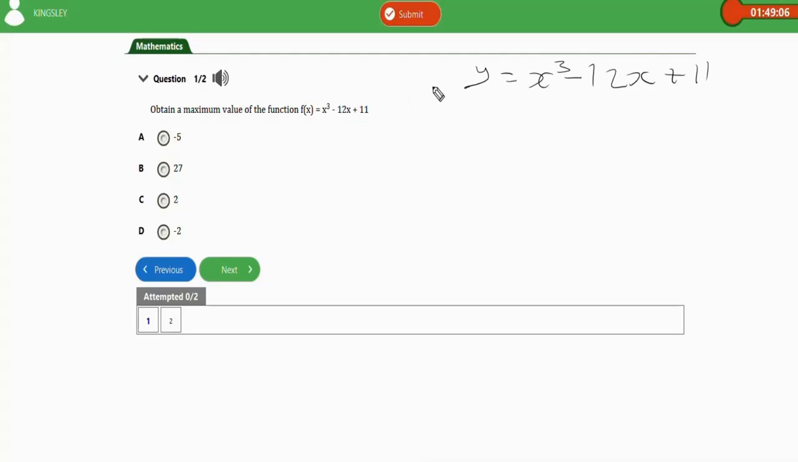So before we get to that point, let's find the critical values for this function. At critical point, f prime of x equals 0. So let's find the derivative of this function. It will give us 3x squared minus 12 equals 0. We make x the subject of the formula.